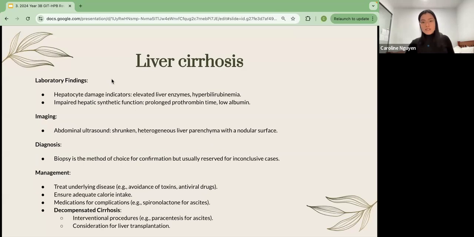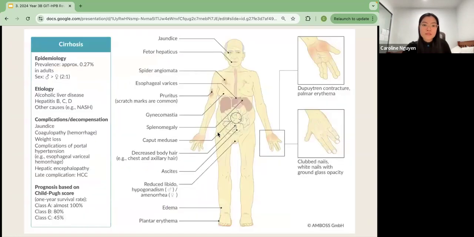Lab findings. So elevated liver enzymes, hyperbilirubinemia, imaging, you've got a shrunken heterogeneous liver parenchyma with a nodular surface. Remember also that at the start, it's going to swell up, and then after that, it's going to fibrose and be smaller. Liver cirrhosis makes people really sick. And one of the other complications of liver cirrhosis is caput medusae and esophageal varices, and even anorectal varices, as we talked about before. And I'll talk about that under portal hypertension.